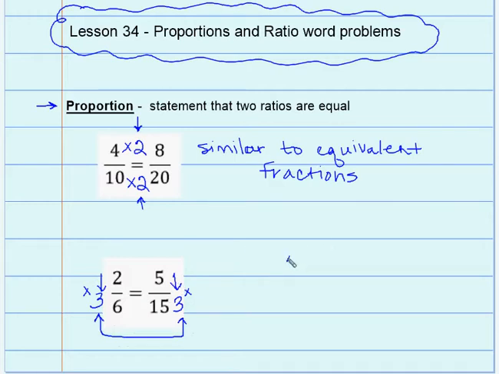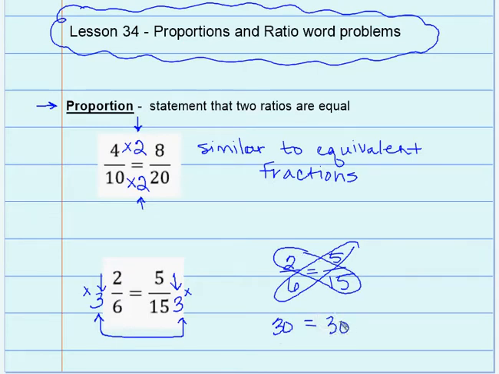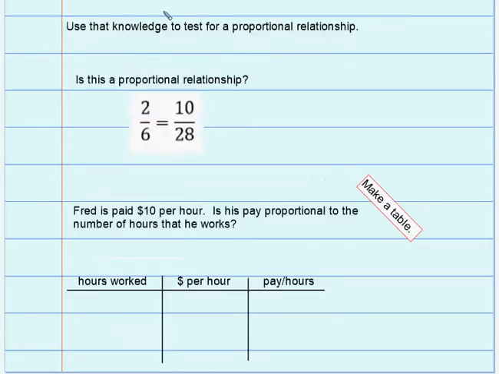Now, the other way that you can look at this, and I know you know how to do this, the book isn't at that point yet, but if your cross products are equal, product, remember, means to multiply, then you have a proportion as well. So there are 3 different ways that you can look at your ratios to see if you have a proportional relationship.